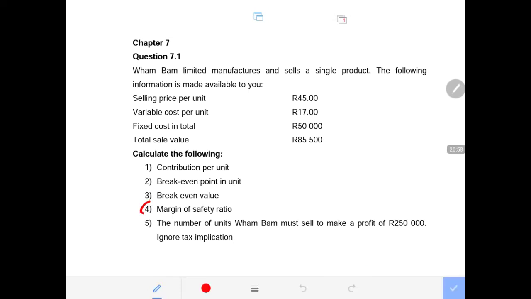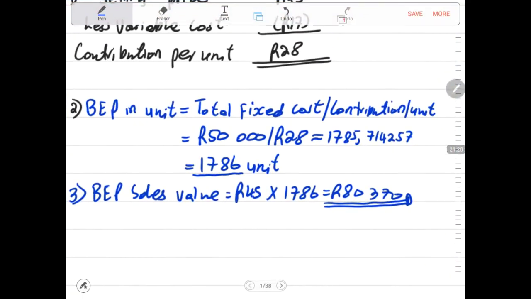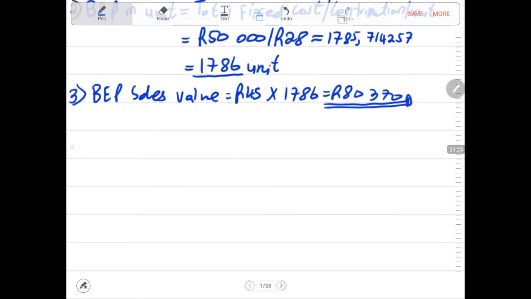Next very lovely calculation or requirement is the margin of safety. What is margin of safety? Margin of safety is the safety position such that even if sales decrease by less than the margin of safety, the company will still be in a safe position. But let us just answer the question and deal with the details of explaining. Then we are now in number 4. Margin of safety is where we are.